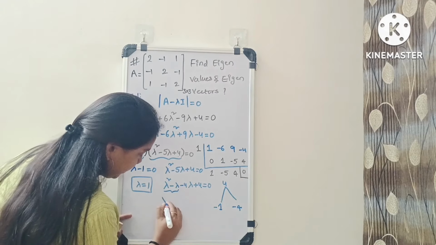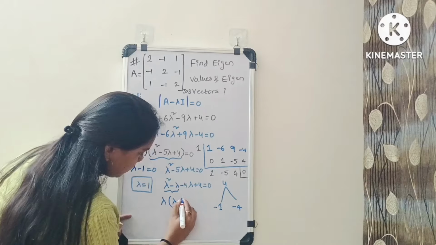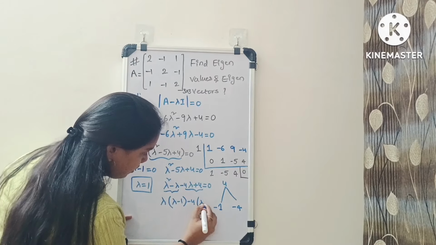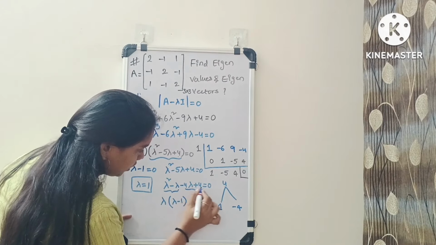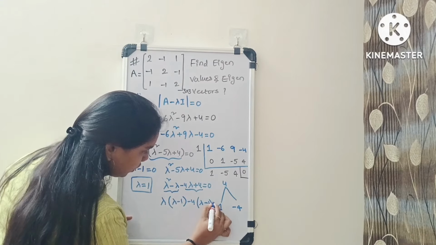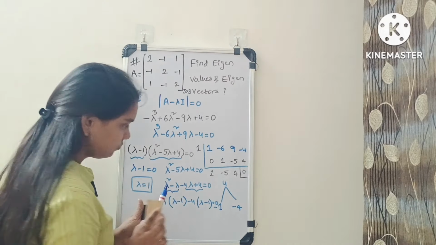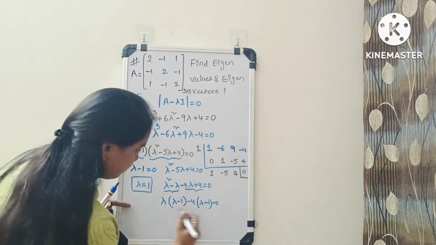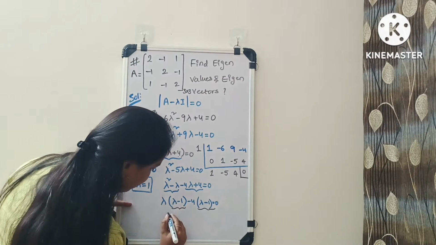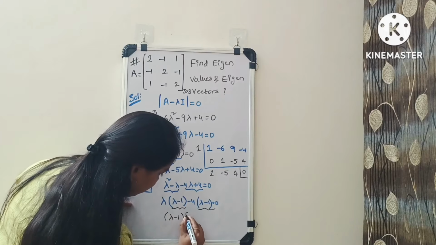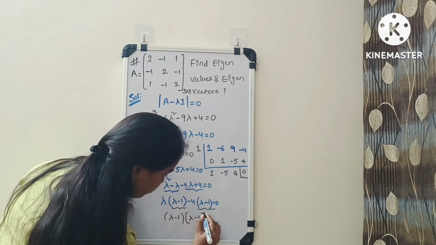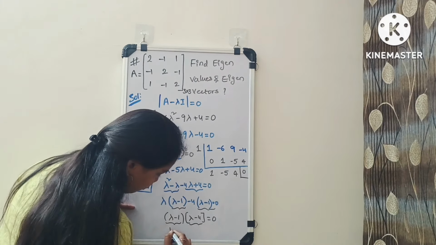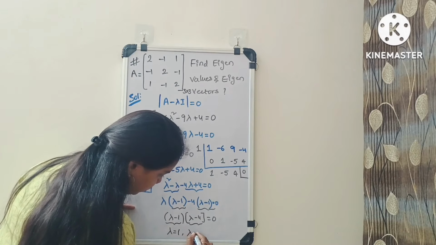From these two, we can take lambda as common. Then we'll get lambda minus 1. From these two, we'll get minus 4 as common. Here lambda minus 1. Okay, I am erasing here, which will create confusion. If you see here, we have lambda minus 1, lambda minus 1. If we take it common, what remains is lambda minus 4, which is equal to 0. From this equation, we will get lambda equal to 1, lambda equal to 4, lambda equal to 1, and lambda equal to 4.